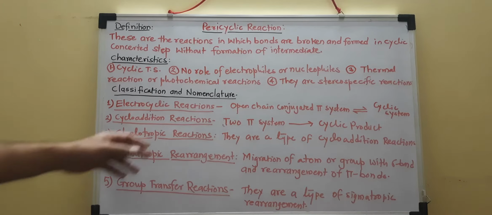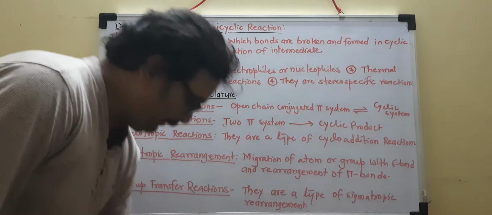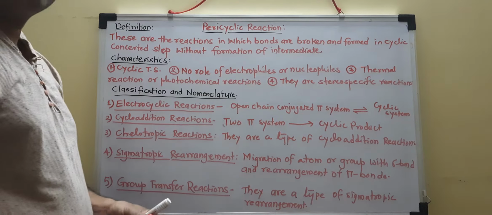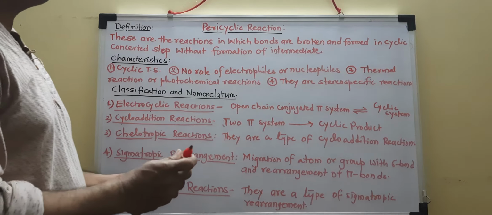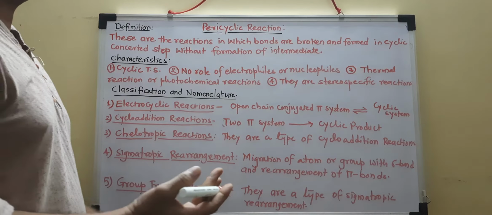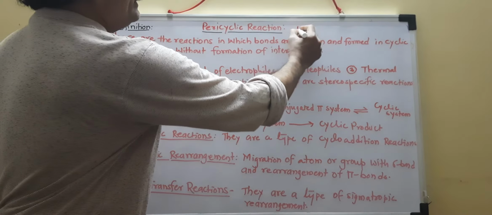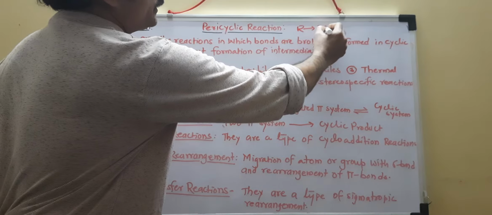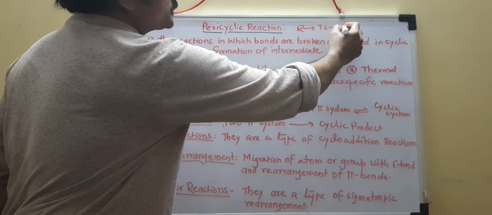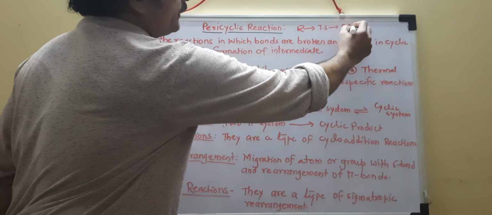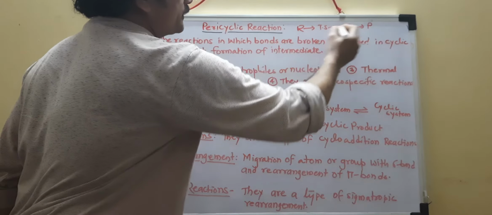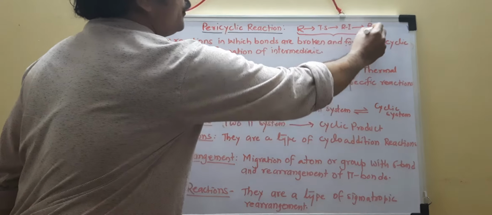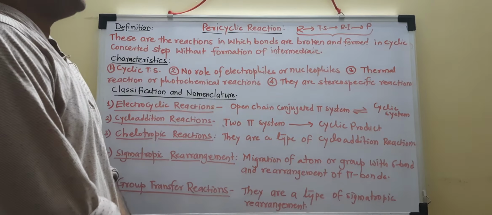Hi. Now we are discussing pericyclic reactions. Up till now we have seen that whenever any reaction takes place, it follows the path: reactant is converted to the transition state, the transition state is converted to the reactive intermediate, and the reactive intermediate is converted to the product. This is a common path followed by the reactions.